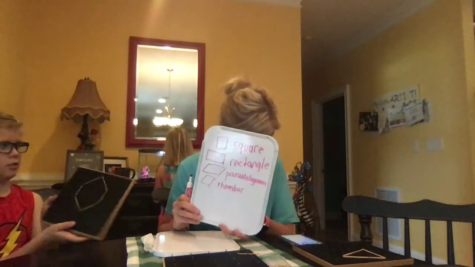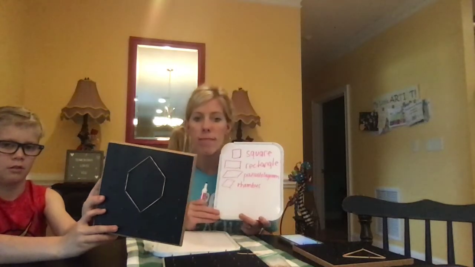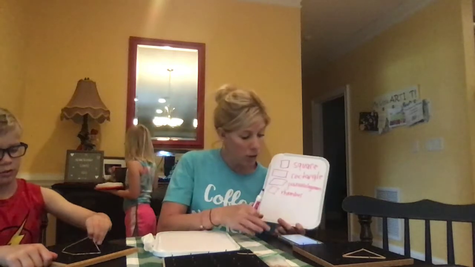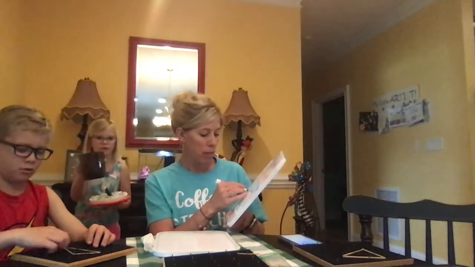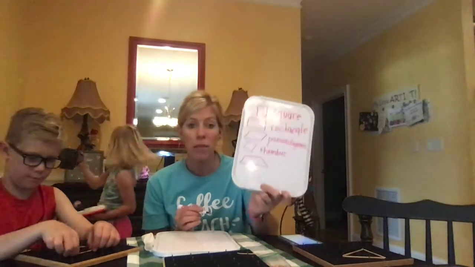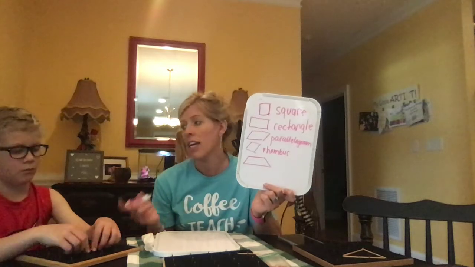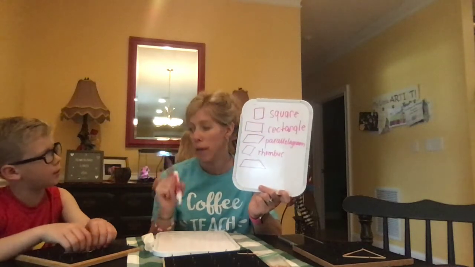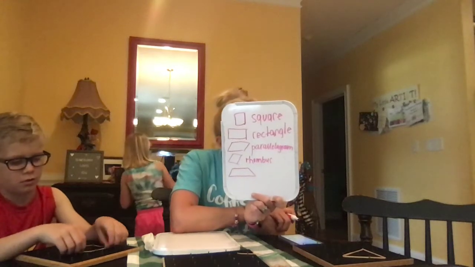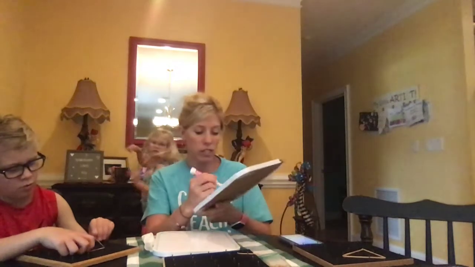Isn't this a rhombus? Because it has to have how many sides? 4. Okay. A trapezoid also has 4 sides, but what did we say? It only has 1 pair of parallel lines. Okay. So those are our main ones.